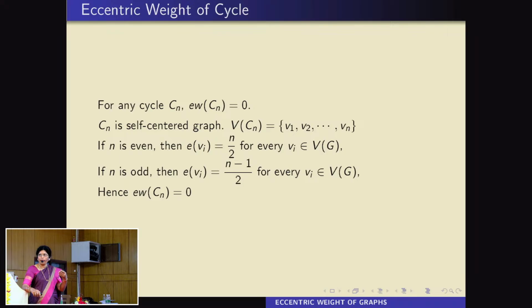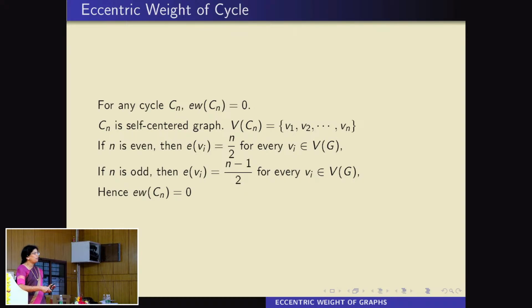eccentricity of every vertex in an even cycle is n by 2, and eccentricity of every vertex in an odd cycle is n minus 1 by 2. Anyway, whether it is n by 2 or n minus 1 by 2, this graph is a self-centered graph, and we know that self-centered graphs have eccentric weight equal to 0. So the eccentric weight of a cycle is 0.